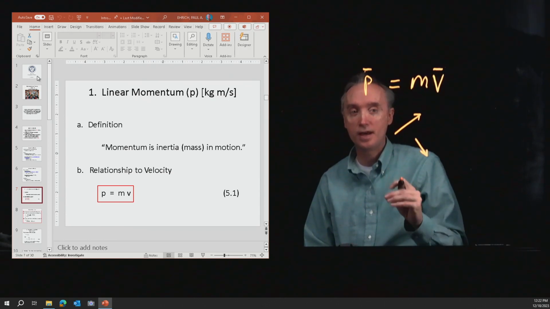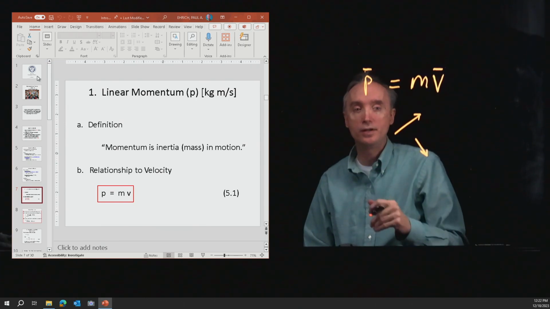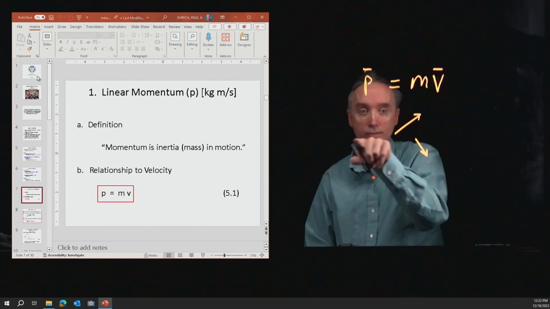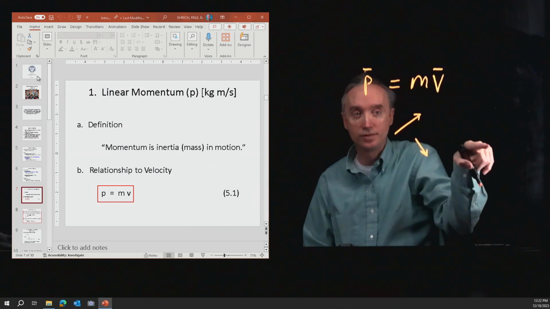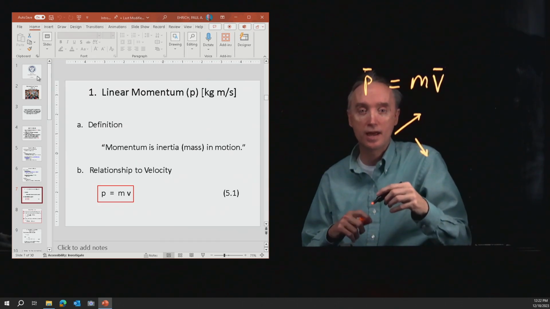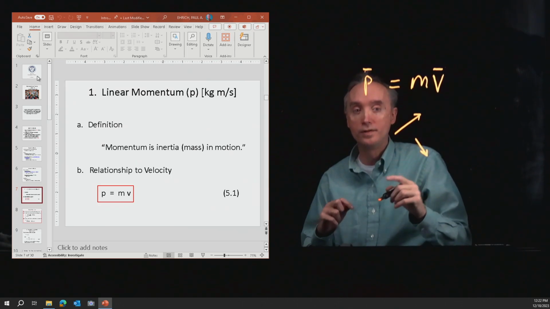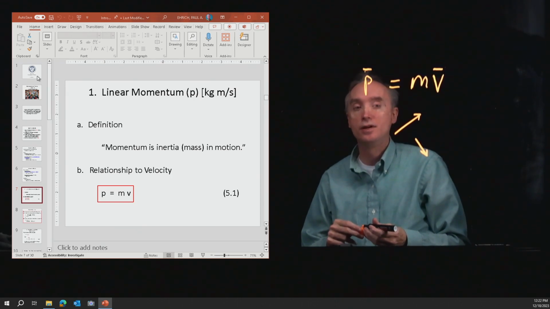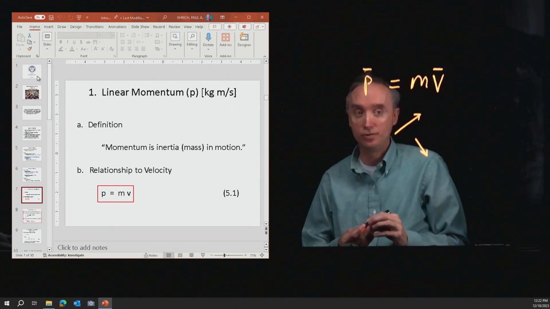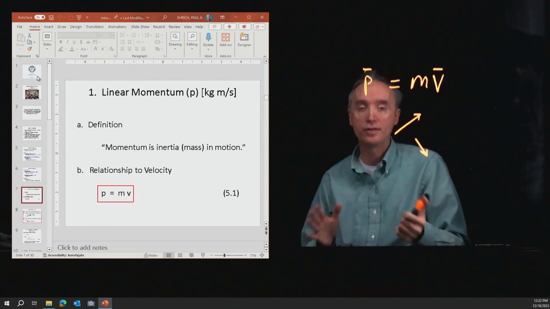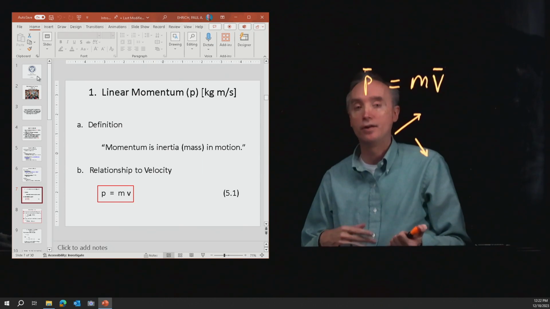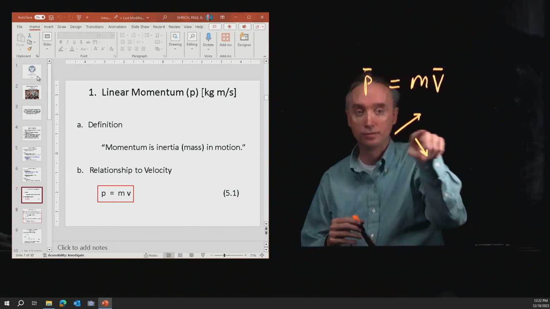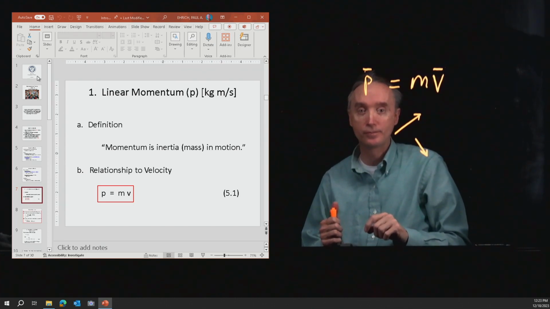But in today's lesson, all we're going to be considering is momentum that is going sideways, and so we're going to have it just in one dimension. Later, we will discuss what it means to have momentum in two dimensions. But everything that you're going to be doing today, and also if you're one of my students on the exam, is going to be linear momentum in a straight line.